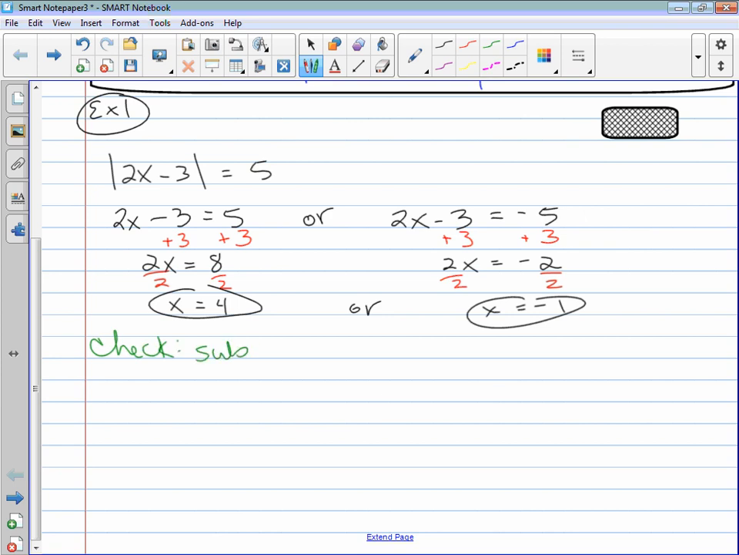So if you want to check, make sure you substitute. Now we can do that in our heads. This is a pretty basic problem, nothing too fancy. 4 goes in, 2 times 4 is 8, 8 minus 3 is 5, absolute value of 5 is 5, great. -1 goes in, 2 times -1 is -2, -2 minus 3, careful, -5, because it's like -2 plus -3, right? -5, absolute value of -5 is 5, okay, nice. So, you just solved an absolute value equation.